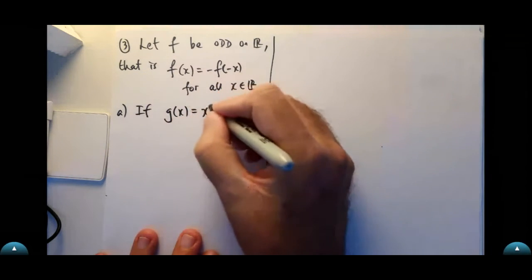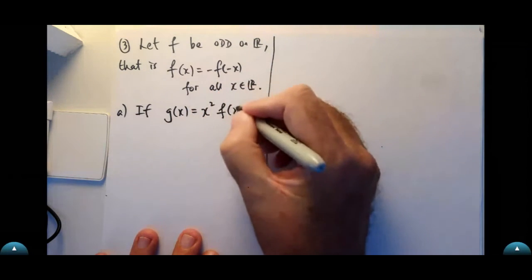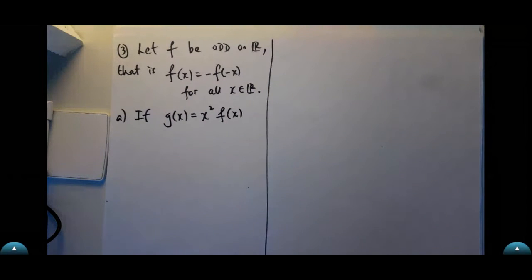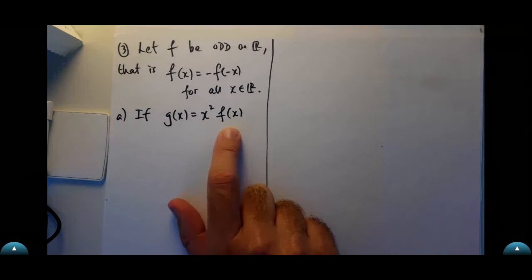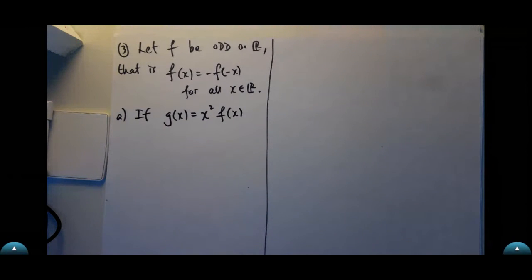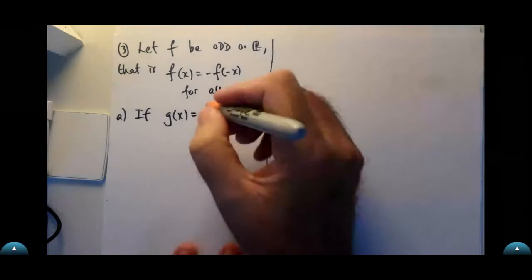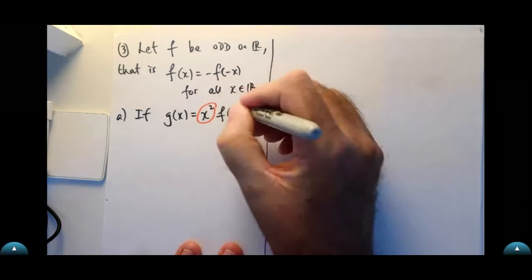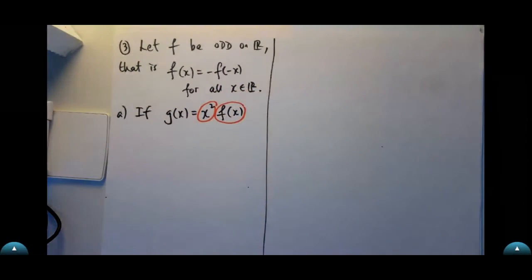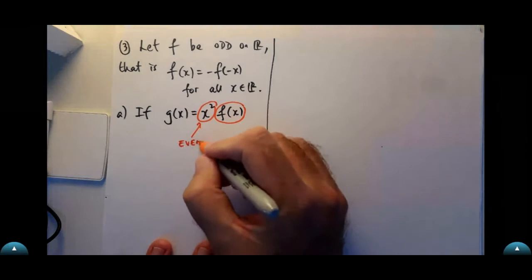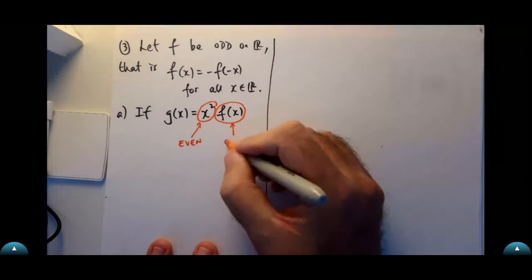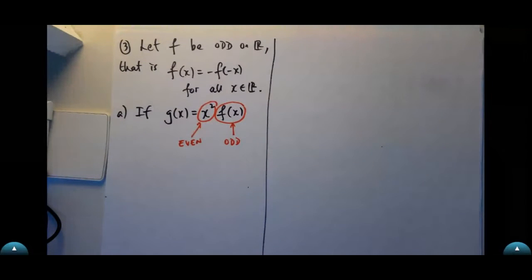So we've got this combination of functions, which is basically a product of x squared with f of x. Now, I think what this question is trying to do is to get you to look at what happens when there's a product of two functions, okay? So this is an even function, and we know that this is an odd function.